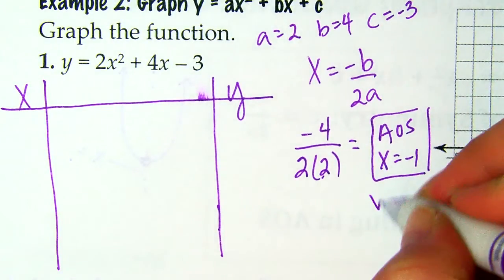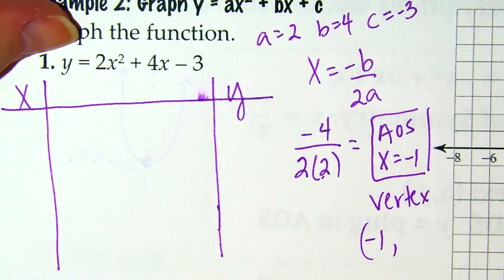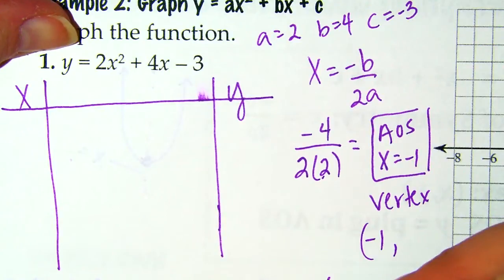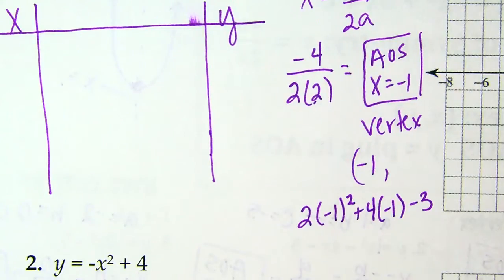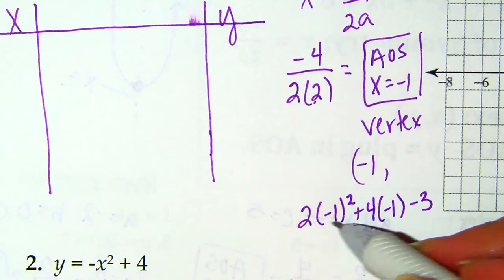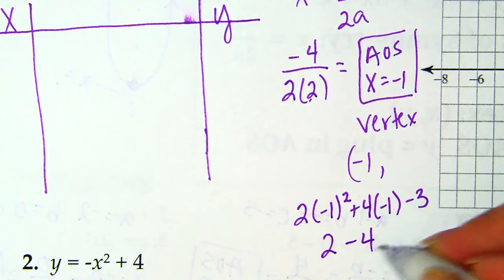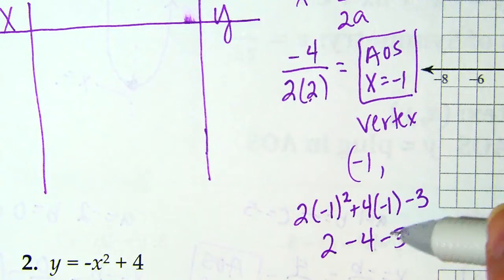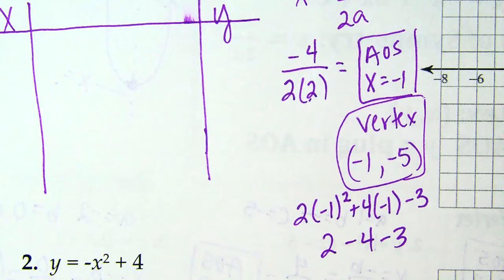And then we have to find the vertex. Same exact thing that we just did. So negative 1, we're going to plug back into the original equation. So it's 2 times negative 1 squared plus 4 times negative 1 minus 3. So negative 1 squared is positive 1, times 2 is 2. 4 times negative 1 is negative 4, minus 3. So 2 minus 4 is negative 2, minus 3 is negative 5.